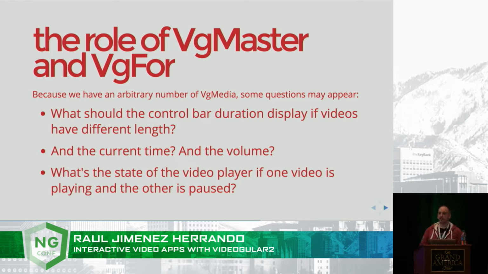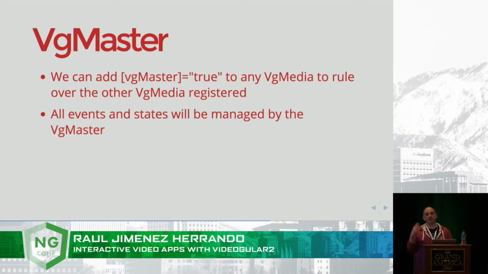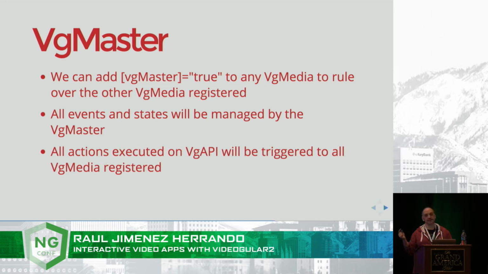So here is where we introduce VGMaster and VGFor. VGMaster basically allows you to set up one of the media elements as the master, which means that it is going to control the states and the events of all the other media elements. And all actions that you execute on the API will be triggered on all VG medias. That means that when you hit the play button, you will play all the elements.